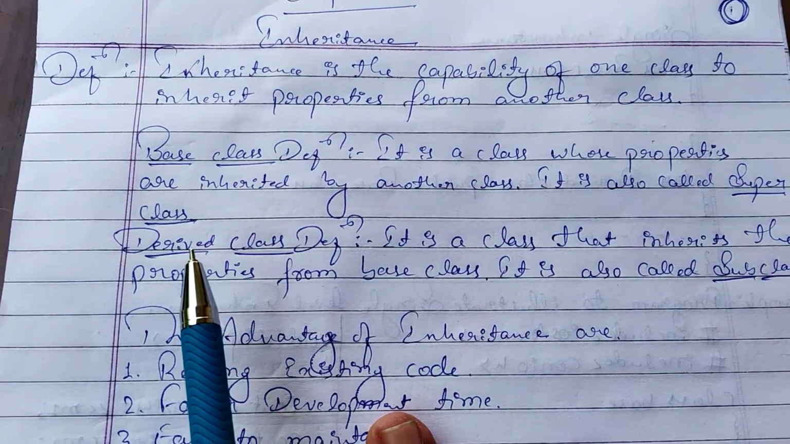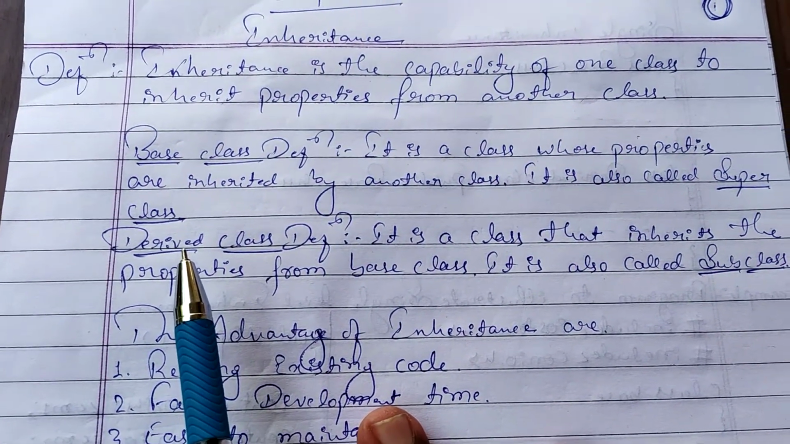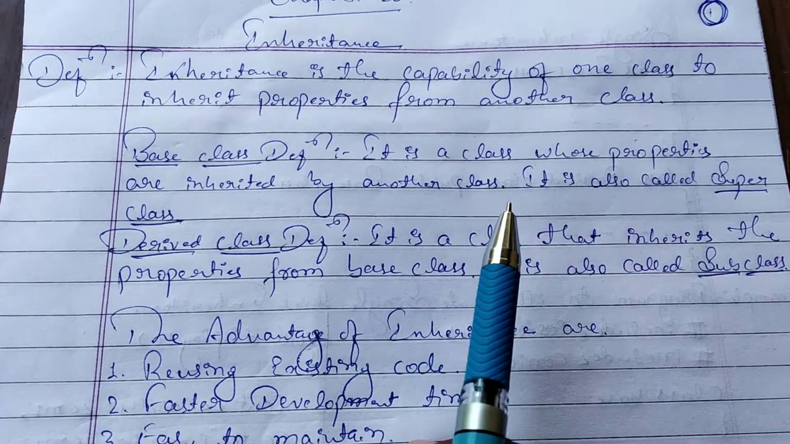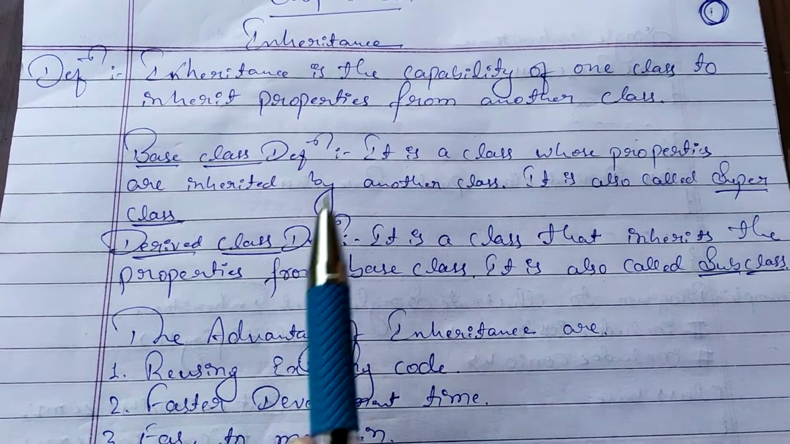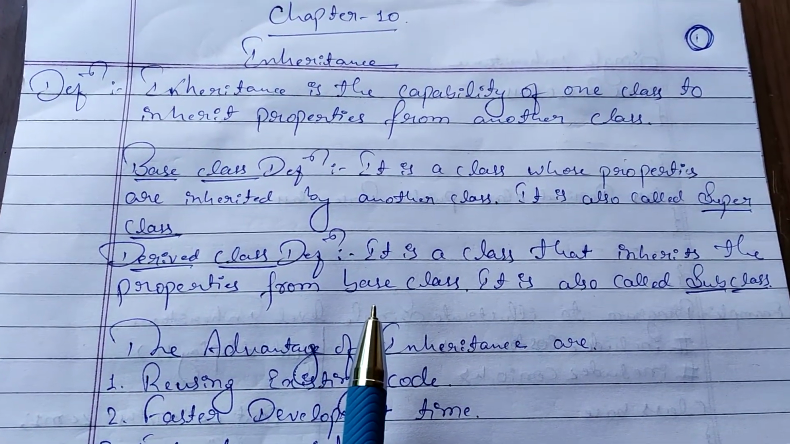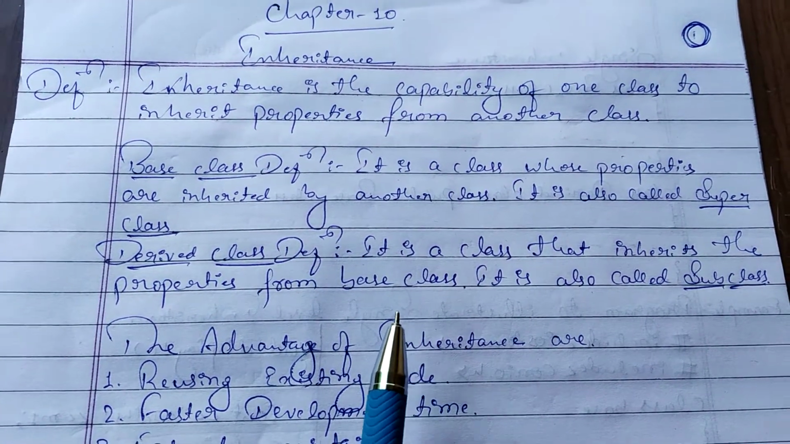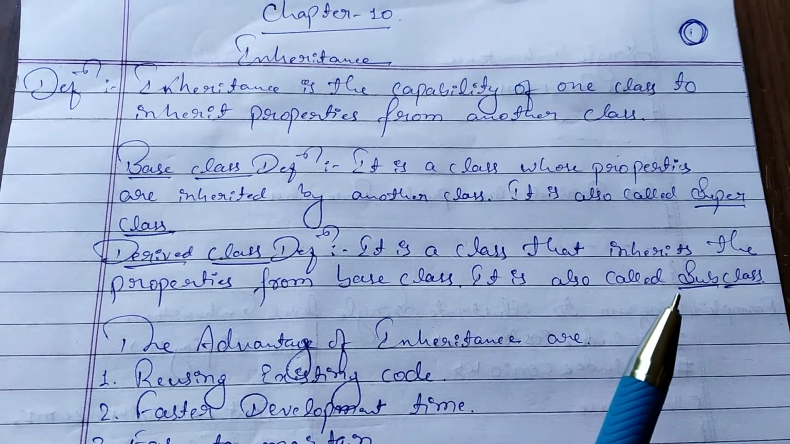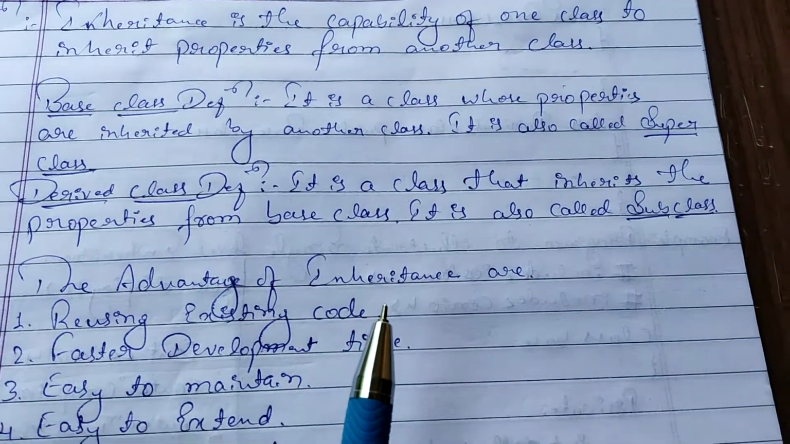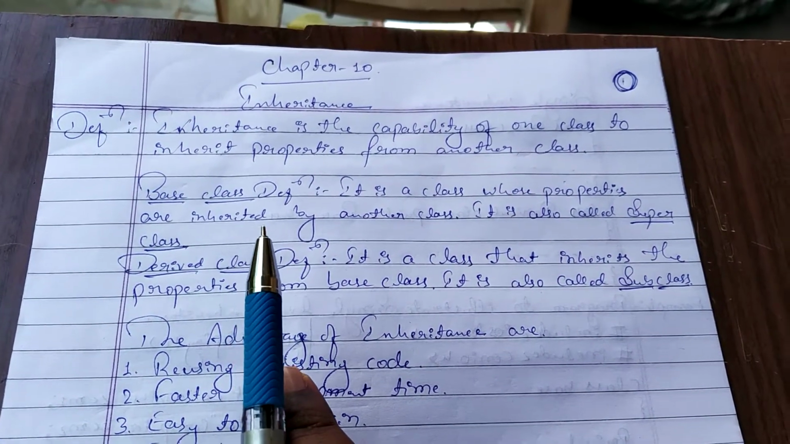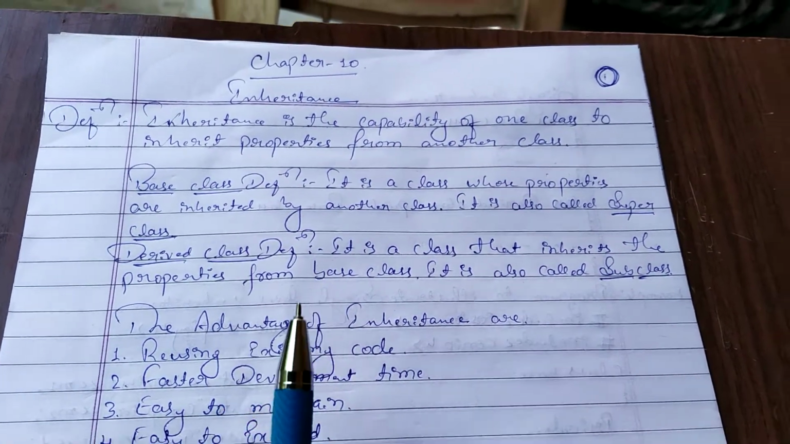What do you mean by a base class? A base class is a class whose properties are inherited by another class. It is also called a superclass. And what do you mean by a derived class? A derived class is a class that inherits the properties from the base class. It is also called a subclass. Means the base class properties will be inherited in a derived class.